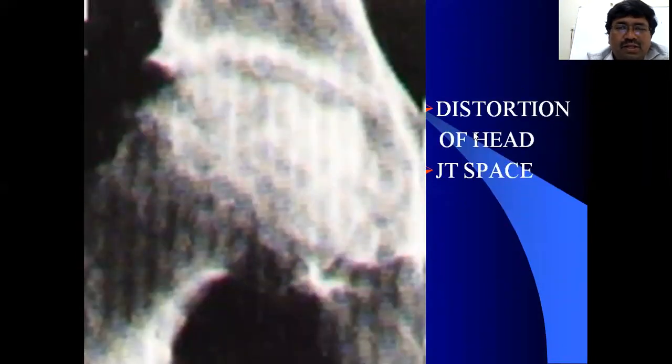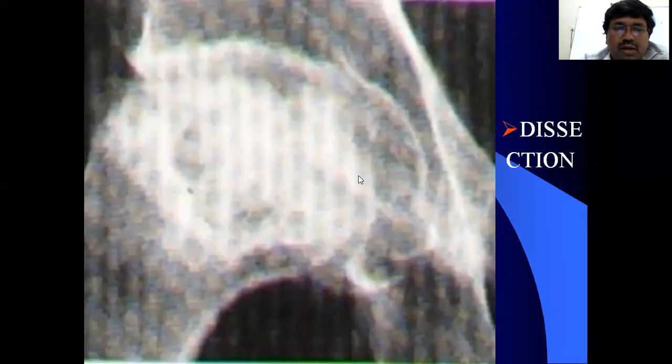And you can see the destruction of the joint space. This is the joint. See, you can see the bone is destroyed. So the joint space is decreased. It is called osteoarthritis. And next, there is desiccation. The femur gets much more severely damaged. And this is another form. There is severe damage.